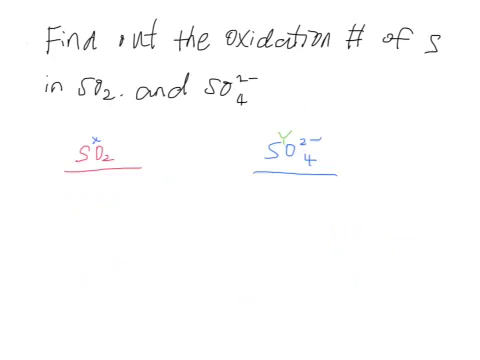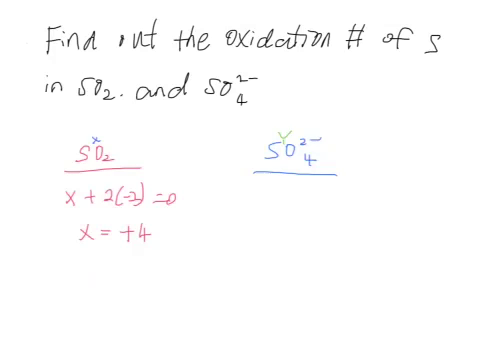One more question for you. I would like you to find out the oxidation number of sulfur in sulfur dioxide and in sulfate ion. Can we all try sulfur dioxide first? Assuming that the oxidation number of sulfur in sulfur dioxide is x. Got it? It's actually quite easy.